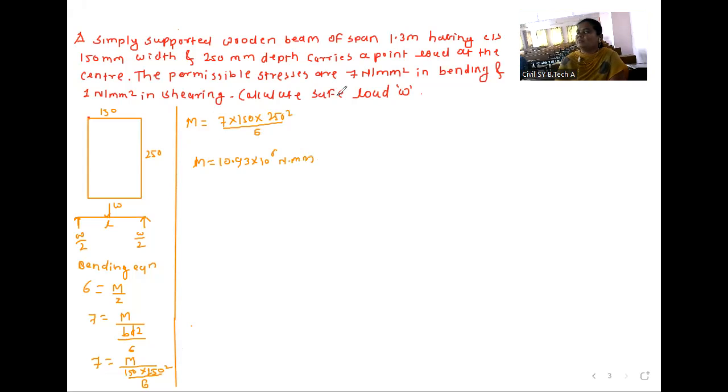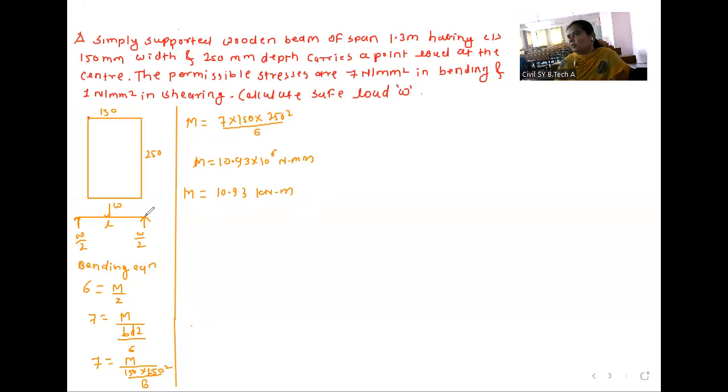But I want this moment in kilonewton meter. So how will I convert? 10.93 kilonewton meter. That's 10 raised to 3 for Newton and 10 raised to 3 for mm. So Newton to kilonewton, the 3 cancels, and mm to meter, the 3 cancels. So 10.93 kilonewton meter. From this M, we will calculate this W.